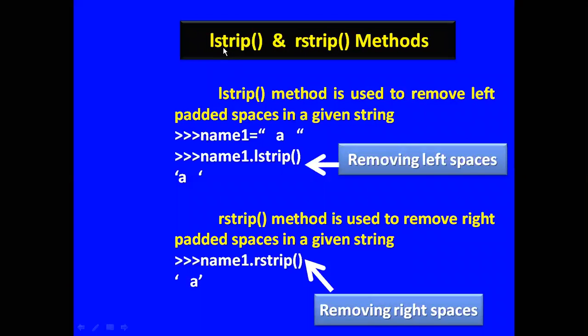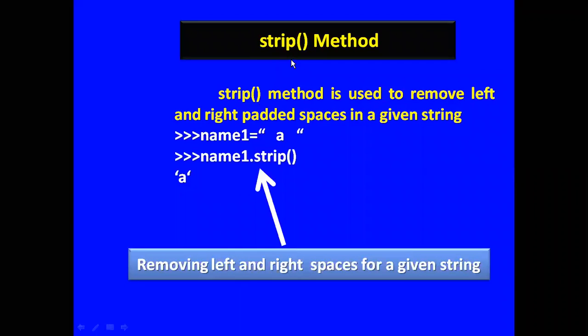Next is lstrip, rstrip. Two methods are there. The lstrip method is used to remove left padding. Supposing in your string there are spaces before what you have written, then left side spaces can be removed by lstrip and right side spaces can be removed by rstrip. Then we talk about strip. It removes the leading and the trailing spaces, both.